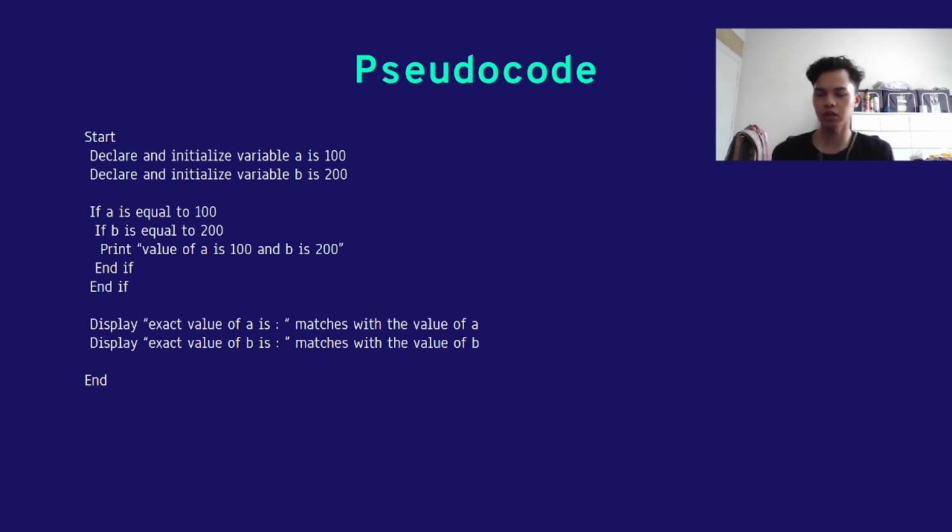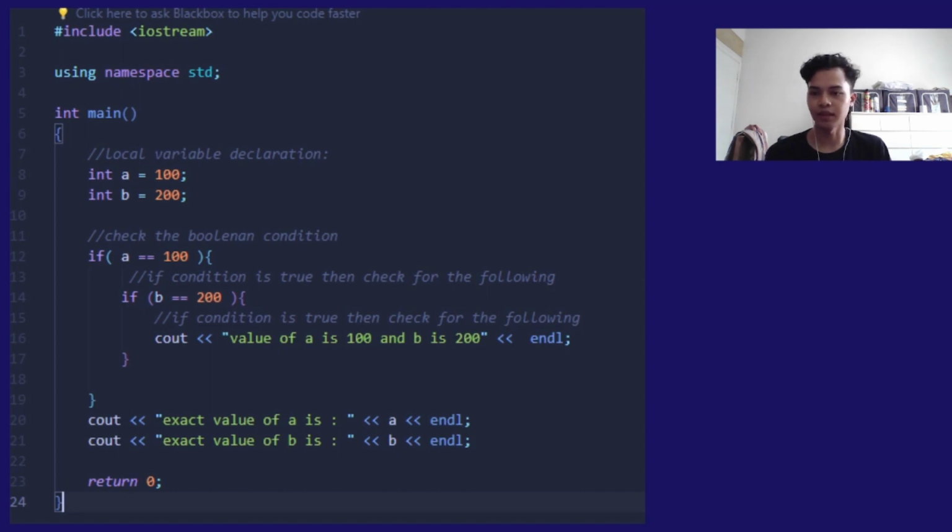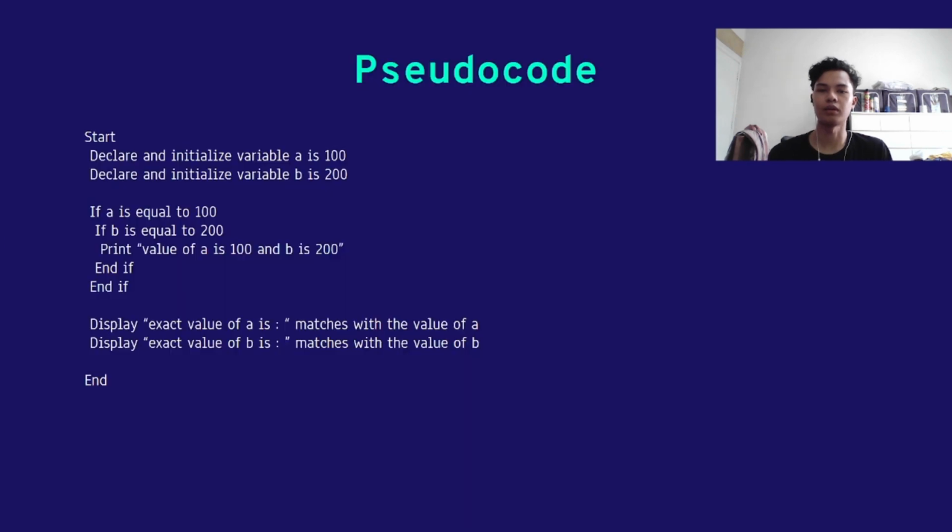So as you can see in the process here, I use if and if selection because as you can see in the question here, it says that if a equals 100, then b would equal 200. So that is why I use if and if. So if a is equal to 100, then b would equate to 100. And then we print value of a is 100 and b is 200. And then down here we have output, which is display exact value of a, which is 100, and also display exact value of b, which is 200.